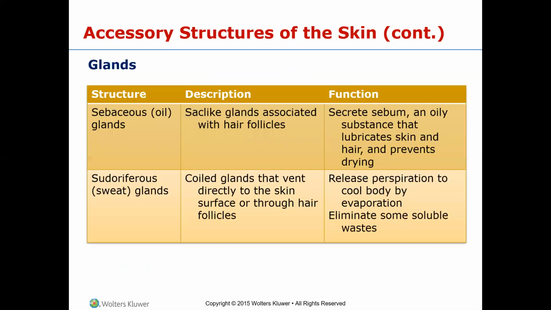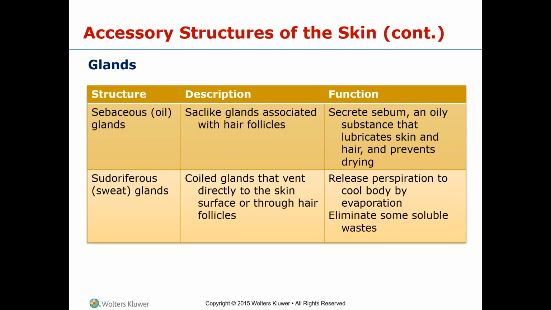The sebaceous glands are sac-like glands, and they are associated with a hair follicle, as I showed you in the cross-section diagram. They secrete a substance, an oil, that is called sebum. And that allows to lubricate the skin as well as the hair, and obviously if it's an oil, it's going to prevent some drying.